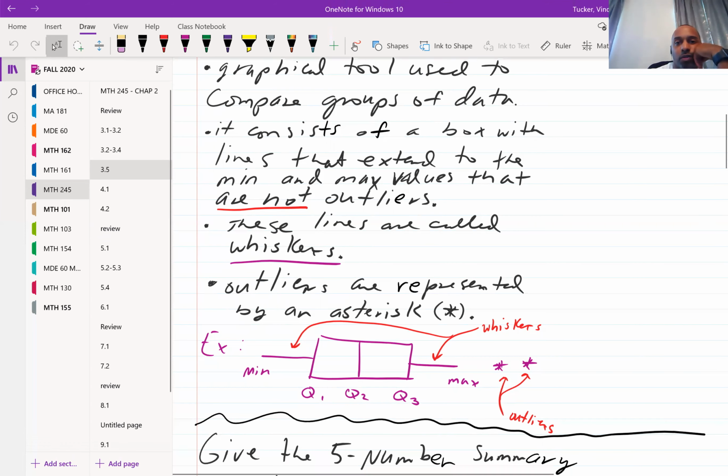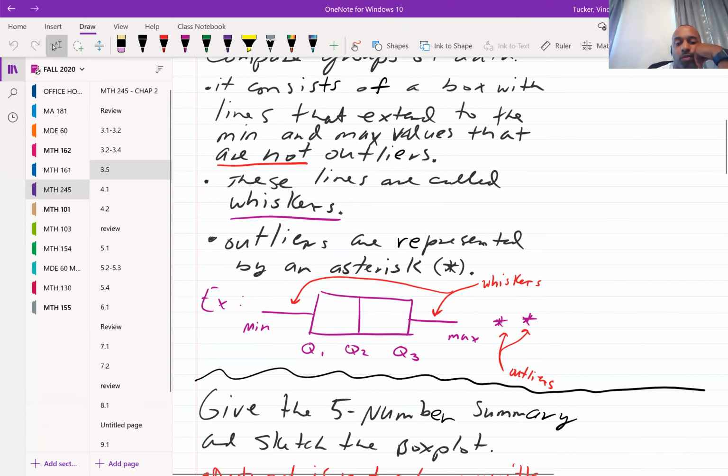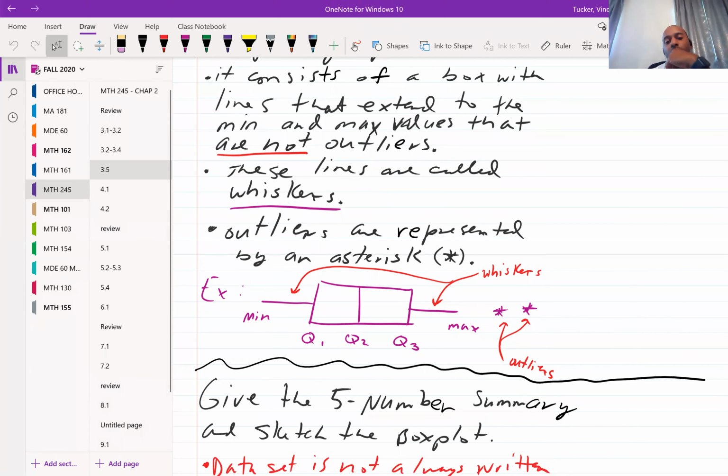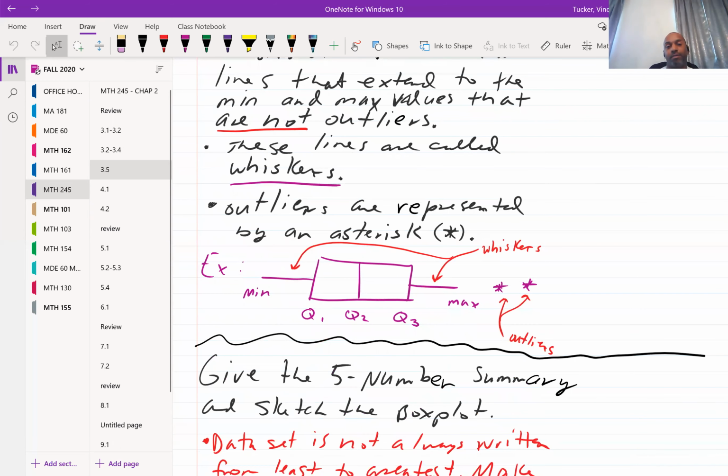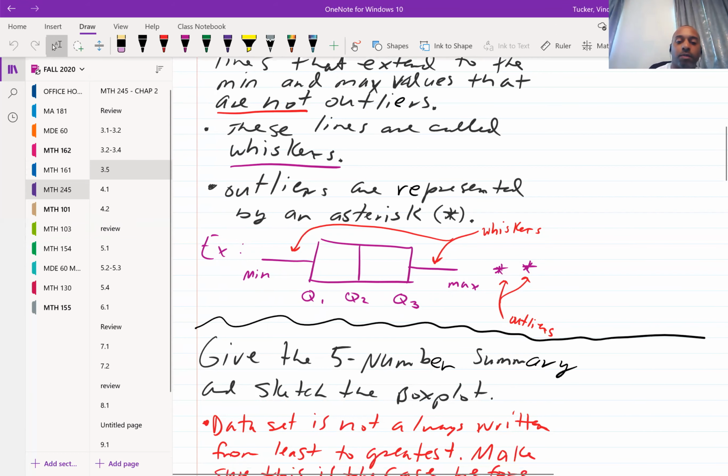All right, let's scroll up. All right, so give the 5-number summary and sketch the box plot. If they ask for those things, they're not going to tell you to find the quartiles, because it's understood that you have to find the quartiles in order to give the 5-number summary or sketch a box plot. They don't have to tell you that.